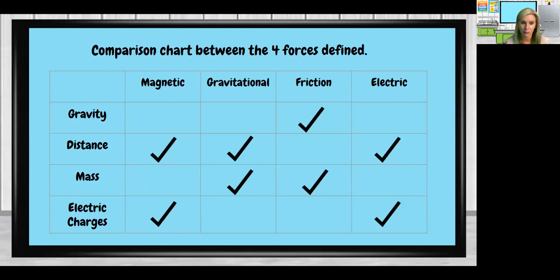If we look at distance, going down the left-hand side, the forces that are directly related to distance are magnetic, gravitational, and electric. Mass is gravitational and friction. And for electric charges, it's both magnetic and electric forces. So hopefully that chart will be beneficial in seeing visually where they have some similarities and also where they have some differences.